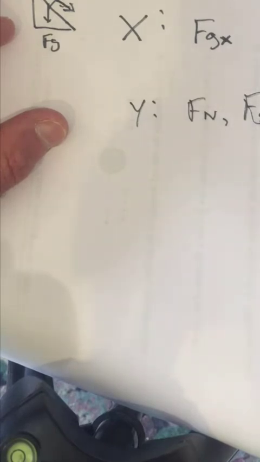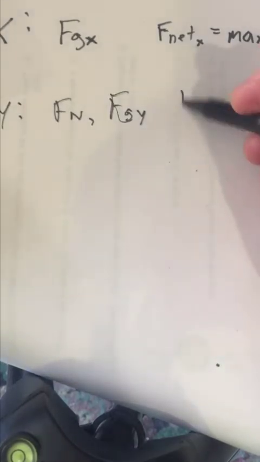And in the y direction we have Fn and we have FGY. Those are the two acting in the y direction. So in the x direction we can apply Newton's second law. We can say F net in the x direction is equal to the mass times the acceleration in the x direction.